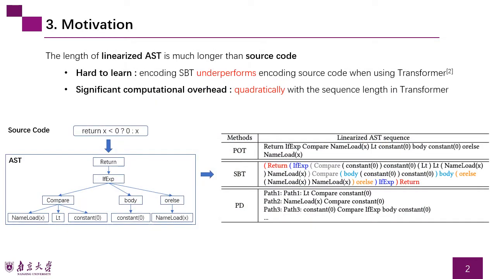The motivation of our paper is that the linearized AST is much longer than its corresponding source code sequence. For example, linearizing with SBT usually makes the size several times longer, while encoding the overlong AST with SBT even underperforms directly encoding the source code when using transformer. Moreover, the linearized AST brings significant computational overhead. For transformer-based models, the number of self-attention operations grows quadratically with the sequence length.